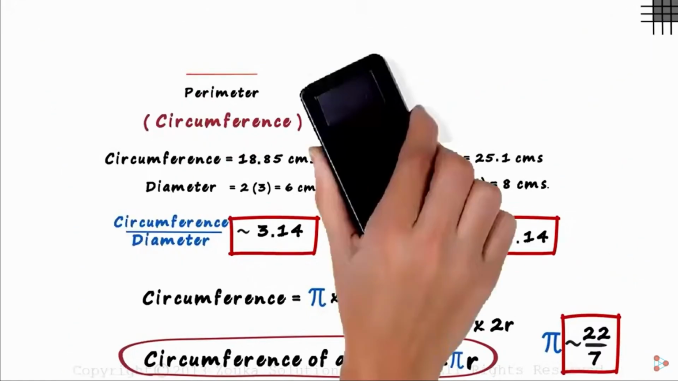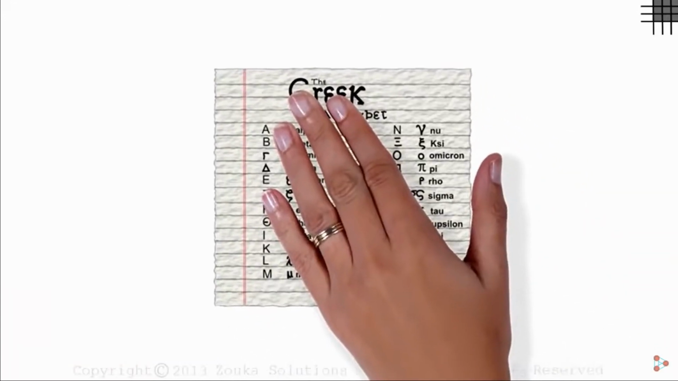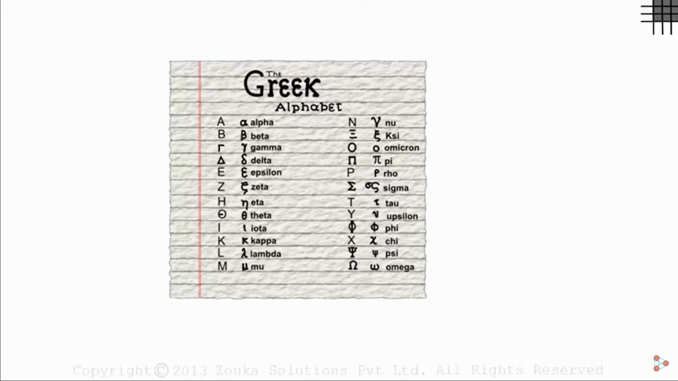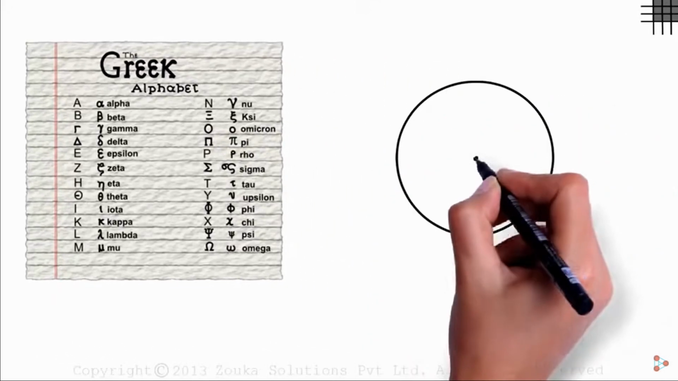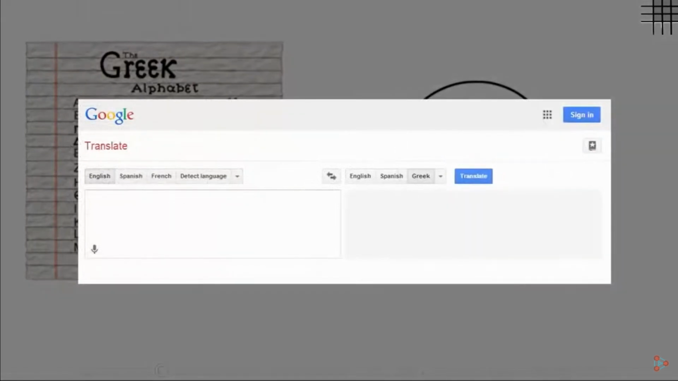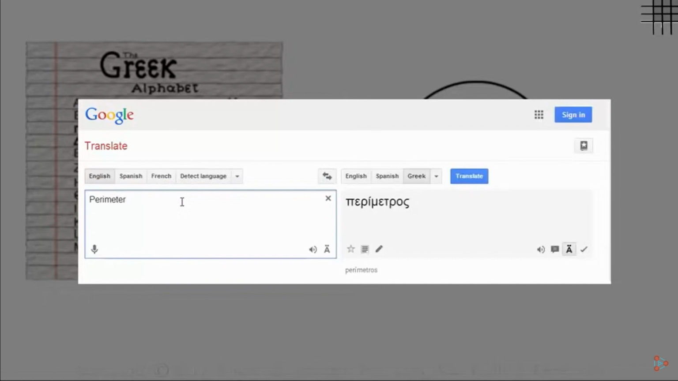But why do we use this symbol for pi? What is this symbol? Pi is actually the 16th letter of the Greek alphabet. But the question still remains, why the 16th letter? We just saw that pi has got something to do with the perimeter or the circumference of the circle. Let's use Google Translate to see the Greek equivalent of perimeter. As we can see, the first letter of the Greek word is pi.